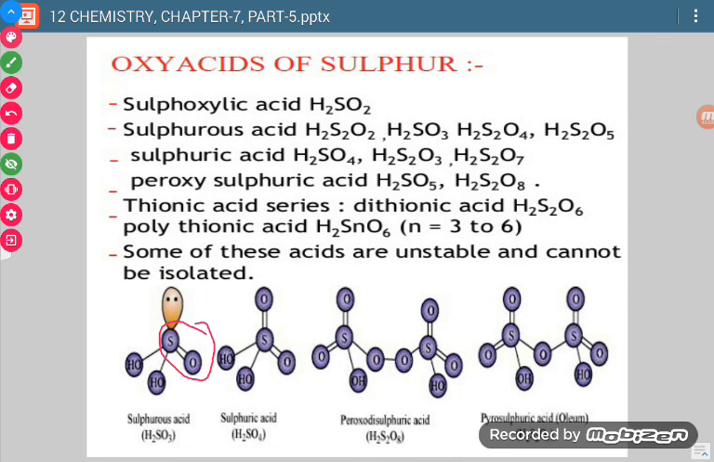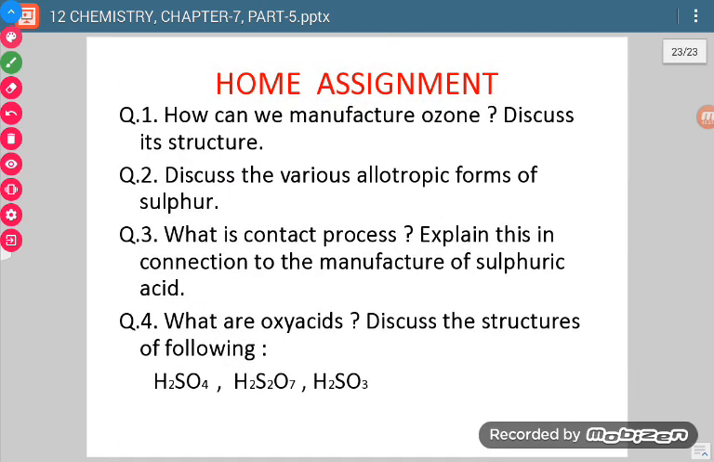Okay, they will essentially contain S double bond O, and there will be presence of either SOH bonds or SO bonds. Just like there in the case of oxyacids of phosphorus, what was there? PH and POH bonds were there. Similarly here, the ionizable bond is the SOH bond. Now on the basis of what we have discussed, you have to solve these home assignments. Okay, thank you.